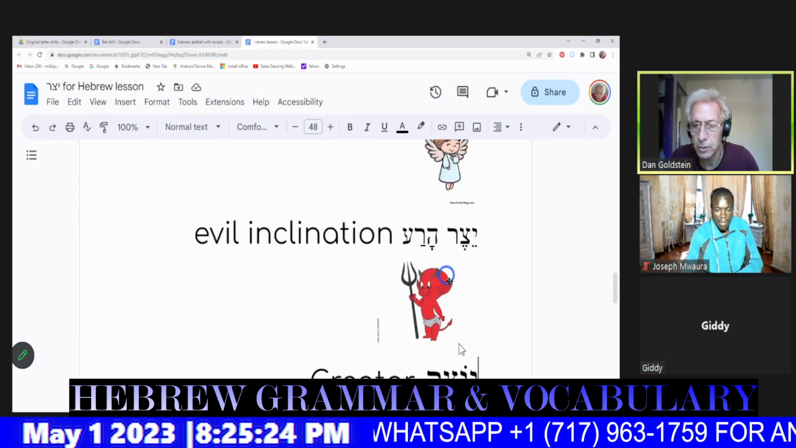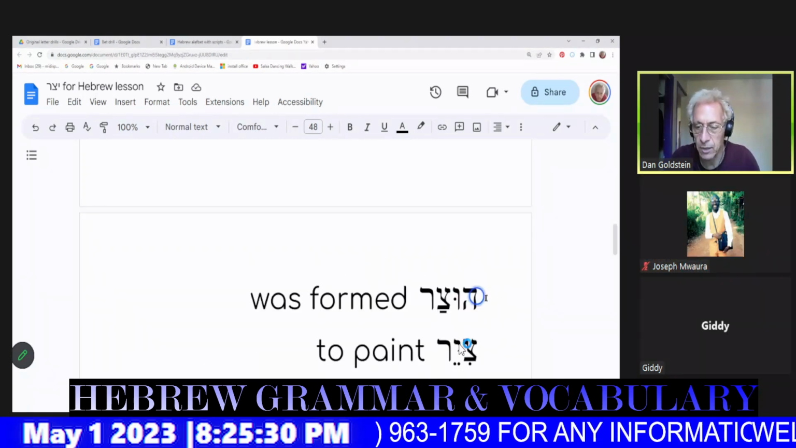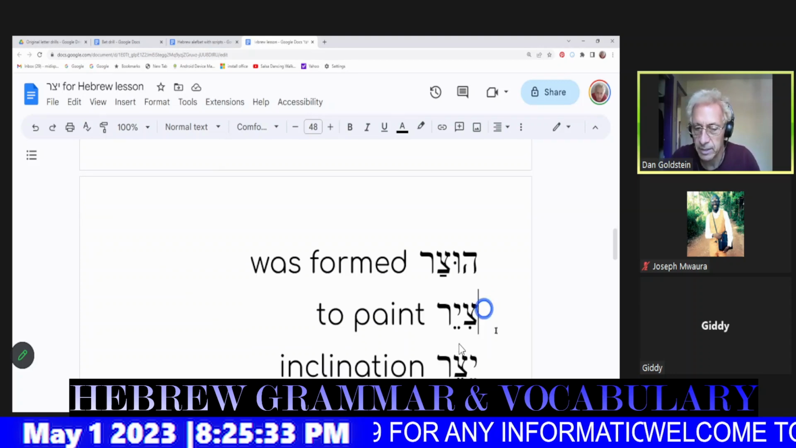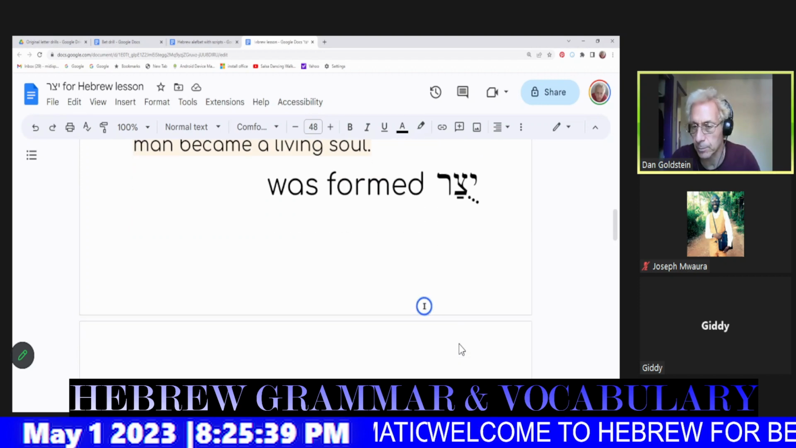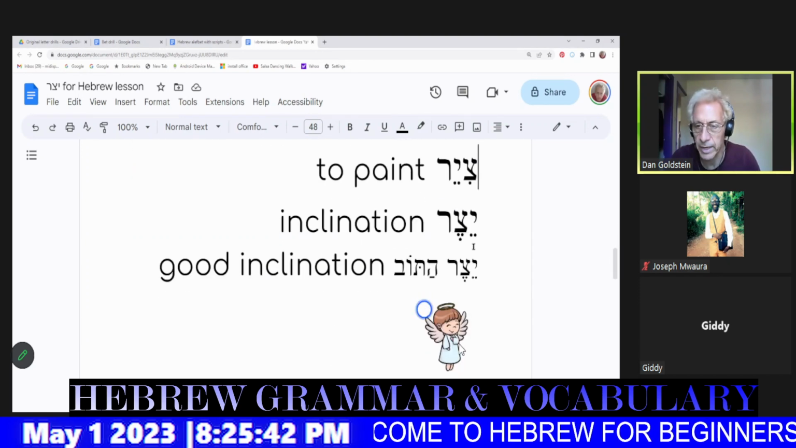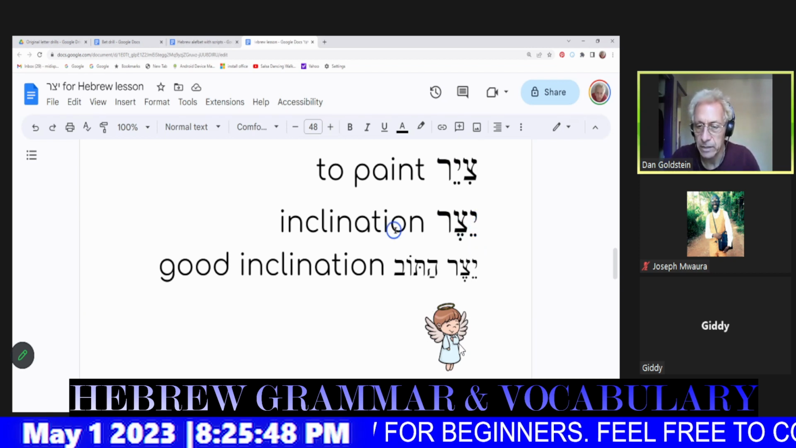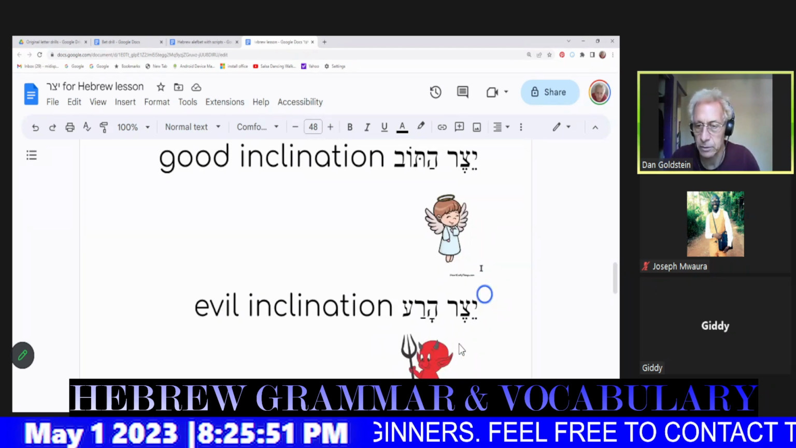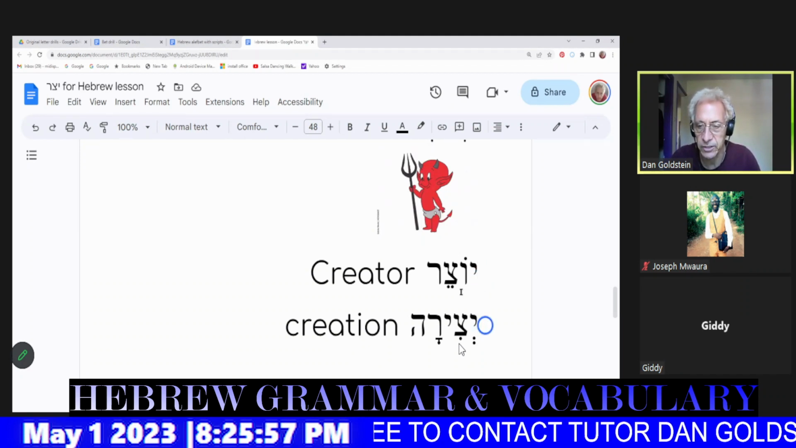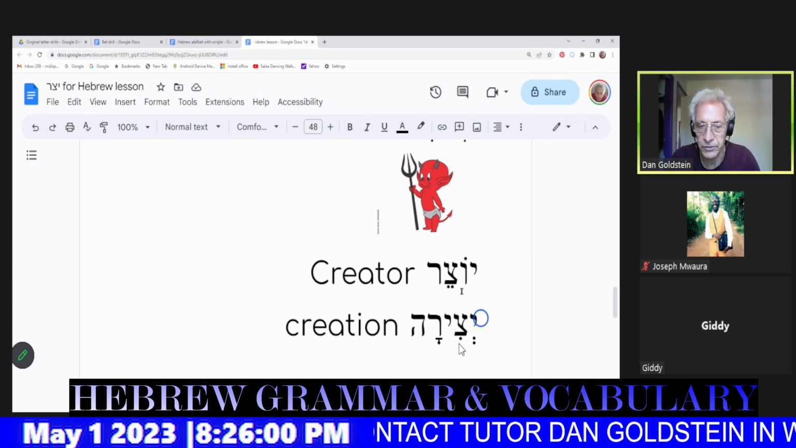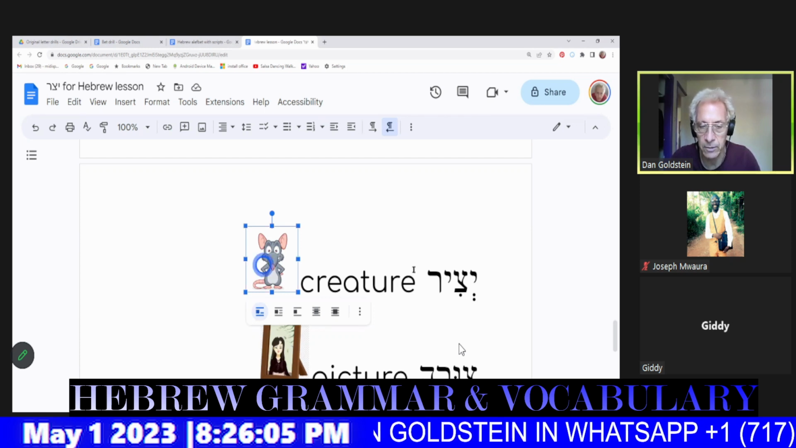Our first examples were examples of verbal forms. From yatzar, we have Hutzar, who was formed. Tzier, to paint. Yutzar, again, was formed. So these are verbal variations, but we also have nouns. Yetzer, an inclination. Yotzer, the creator, our Father in heaven. Yetzira, a creation. Here's a yetzira. And Yetzir, a creature, like our rat here. My friend has a rat in her house right now.